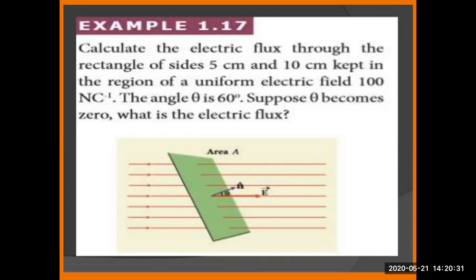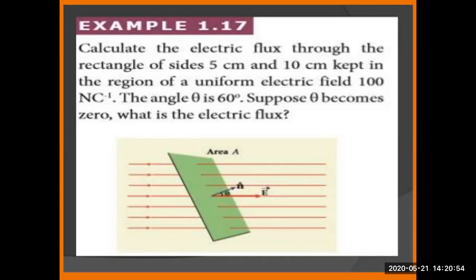The value of theta is 60 degrees. What is the value of E? E is 100. Electric field is 100. So 100 times area. Theta is 60, so we will have to take cos 60. Cos 60 is 0.5 or 1 by 2.